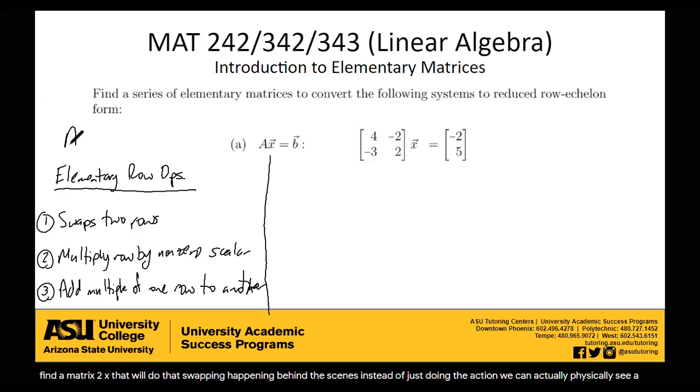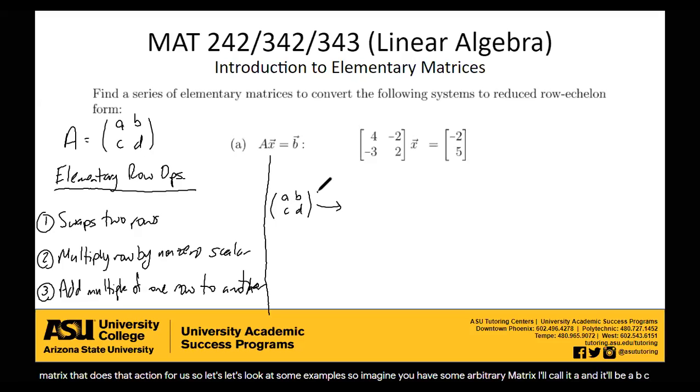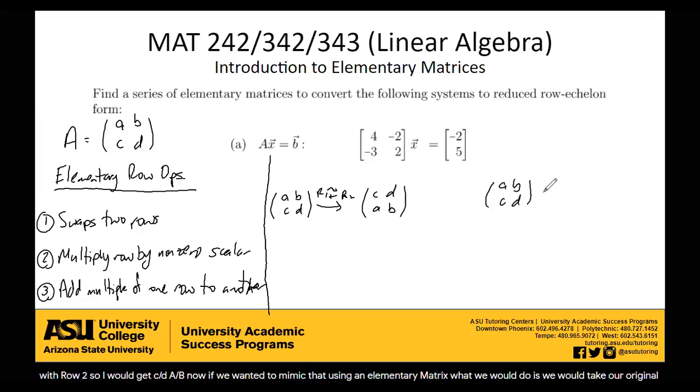Imagine you have some arbitrary matrix. I'll call it A, and it'll be A, B, C, D. Let's look at what happens when we swap two rows. Imagine I took my matrix A, B, C, D, and I swapped row one with row two. I would get C, D, A, B. Now, if we wanted to mimic that using an elementary matrix, we would take our original matrix, A, B, C, D, and our goal is to get C, D, A, B out of it. So the question is, what can we multiply our matrix by so that we get this matrix where we swap the rows?